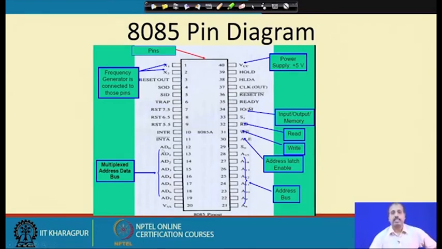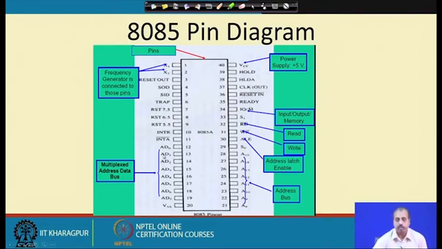As I said, the memory space that 8085 can address is 64K. For 64K we need a 16 bit bus, because 2 power 16 is 64K. So the 16 bits are obtained like this: here I have got pins A15 to A8, and here I have got pins A7 to A0. A7 is this one, pin number 19, and A0 is this one, pin 12.